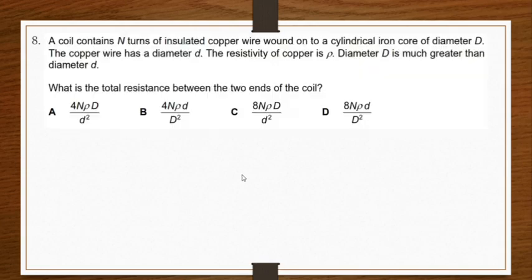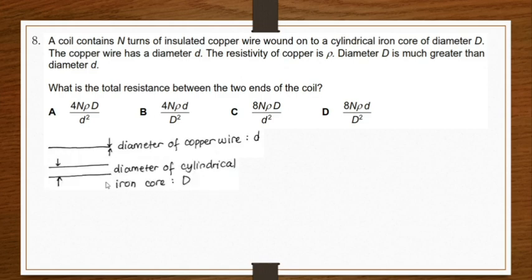Number 8. A coil contains N turns of insulated copper wire wound onto a cylindrical iron core of diameter capital D. The copper wire has a diameter small d. I want to draw some diagrams here. This is the diameter of the copper wire, small d. And this is the diameter of the cylindrical iron core, capital D. And then the resistivity of copper is given, rho. Diameter D is much greater than the diameter small d. We want to find the total resistance between the two ends of the coil.